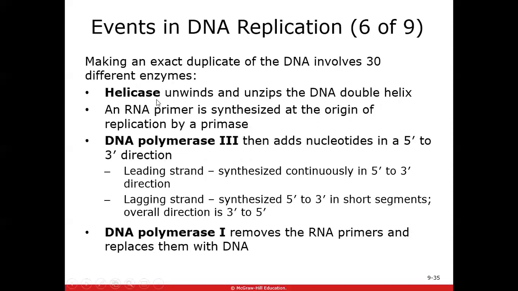So here we talk about more specifically, I want you to know helicase. Helicase unwinds and unzips the DNA double helix. And the RNA primer is synthesized at the origin of replication by a primase. And then DNA polymerase III adds nucleotides in the 5' to 3' direction. So the leading strand is synthesized continuously in 5' to 3' direction. And then the lagging strand is synthesized 5' to 3' in short segments. So the overall direction is 3' to 5'.